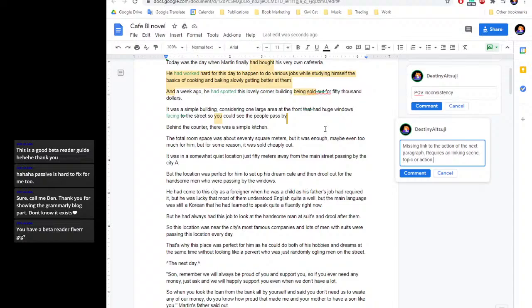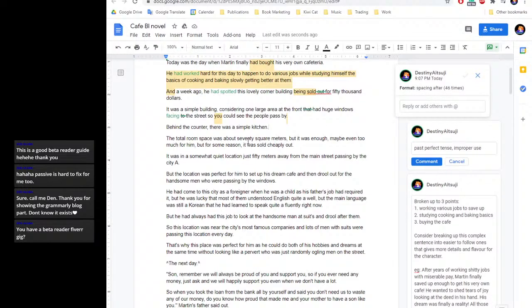So what do I mean by missing link? Can you see that it's very abrupt? We are first talking about the building, okay? So we know that the building is coming in. And then after that, you talk about behind the counter, there was a simple kitchen. You haven't even entered the building, but already you are seeing something inside of the building and you are there. So it's kind of like a teleportation from the outside right to the inside.